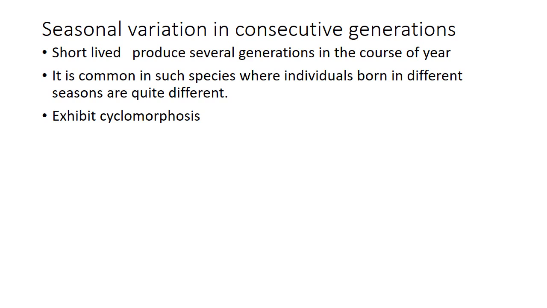Seasonal variations in consecutive generations. Many species of short-lived invertebrates, particularly insects, produce several generations in the course of a year. In such species, it is common for the individuals that hatch in the cool spring to be quite different from those produced in the summers, or for the dry season individuals to be different from the wet season populations.